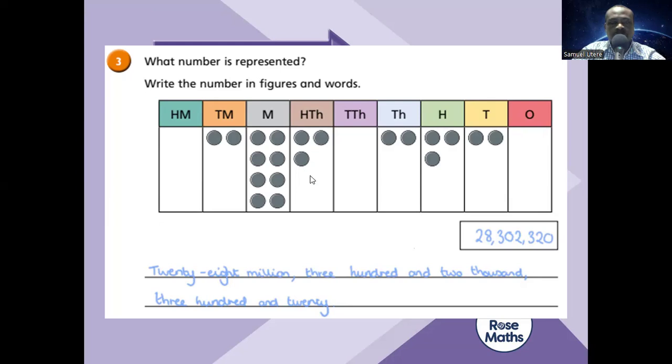And then you have 300 and, okay, you see, there is nothing there. So it's going to be 0, 320, 2,320. Then you can write that in words. You can see it there.